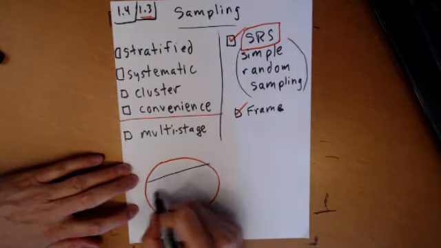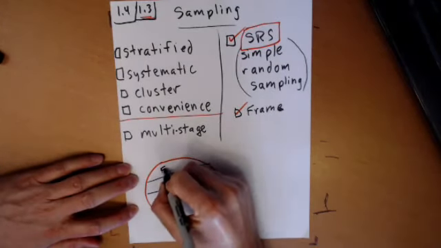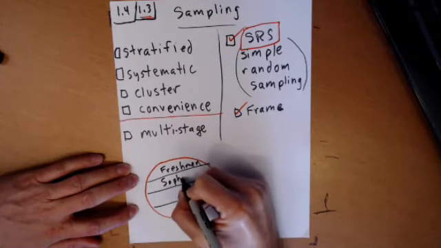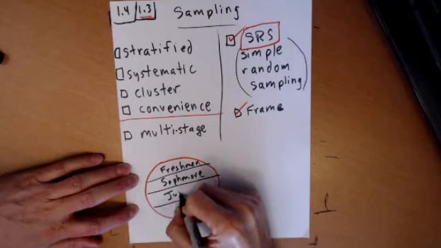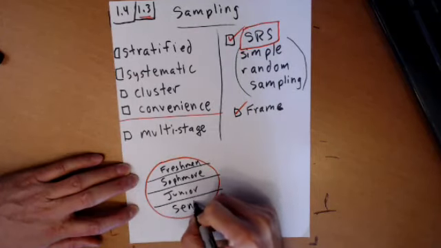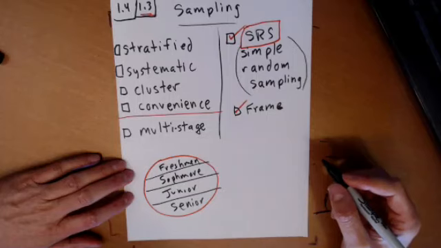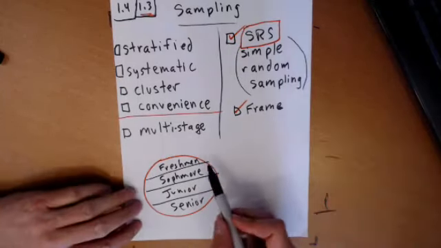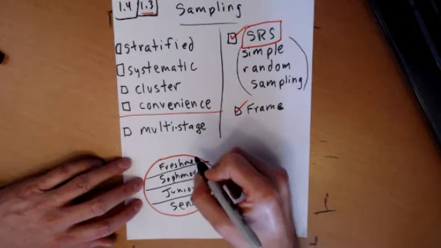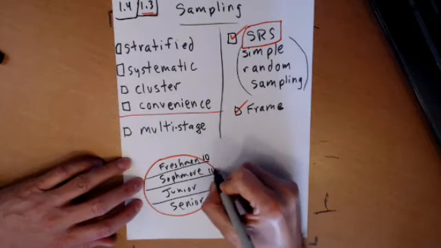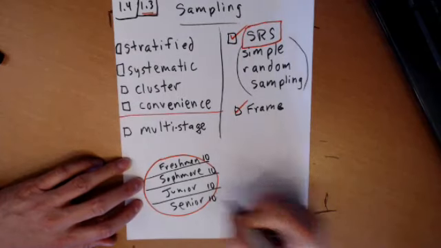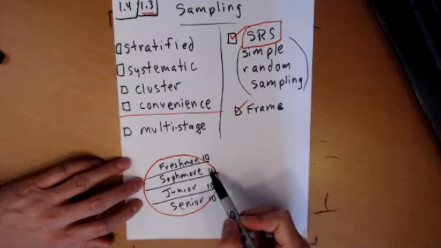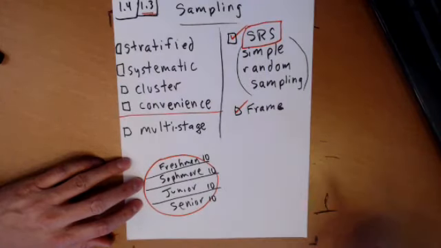So at a high school, there are freshmen, sophomores, juniors, and seniors. So let's say we're interested in how a high school feels about a certain situation. What if I were to look at the different strata? What if I were to sample 10 freshmen, 10 sophomores, 10 juniors, and 10 seniors? So you see how within each of those layers, each of those strata, I sampled a certain number of people. So that would be stratified.